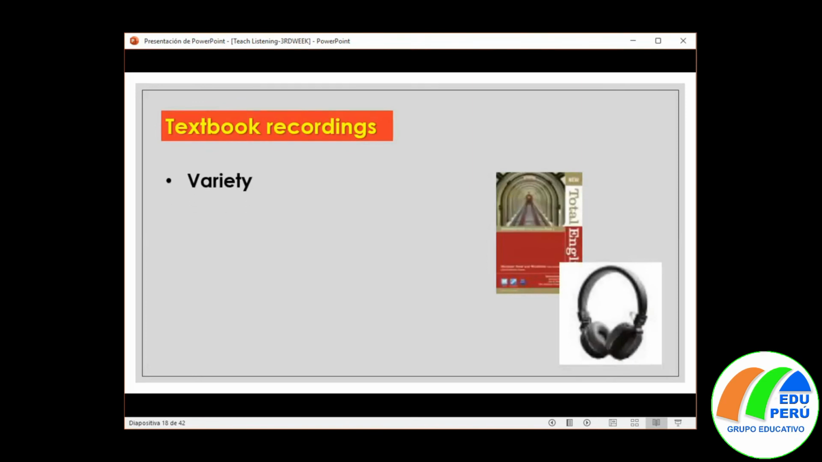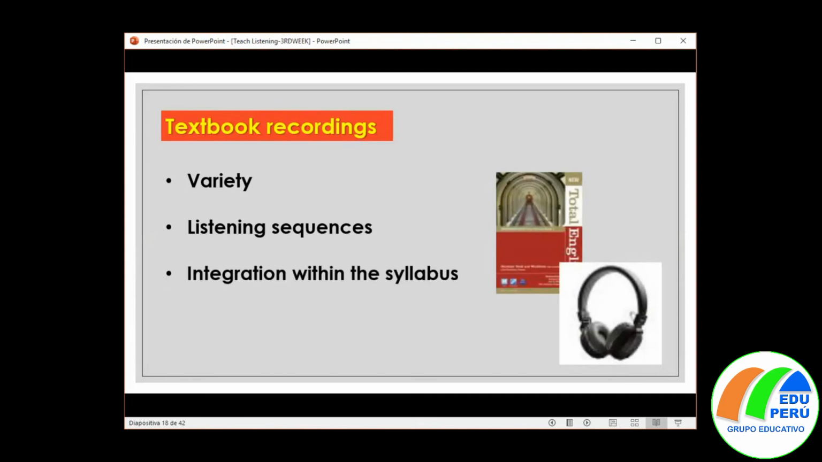So it gives us variety. We have a lot of recordings in the books. Listening sequences. We have the procedures, the steps, the activities to be followed or completed. Integration with the syllabus. When we use a textbook, we must follow our syllabus, and the activities related to the listening skill are related to the syllabus.